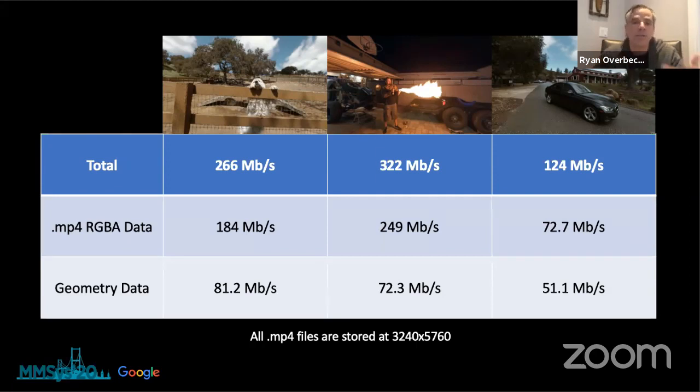And you can also see, looking at this table, that the RGBA video texture atlas tends to dominate the data size. The geometry data tends to be significantly smaller. But now with this, we have a totally immersive streaming 6DoF light field video solution. So we collected a library of video clips of various scenes to test our algorithms, and I can show some of them for you now.